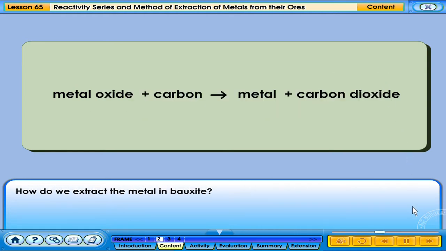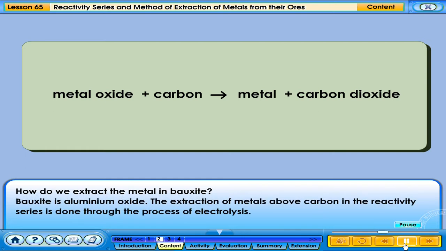How do we extract the metal in bauxite? Bauxite is aluminum oxide. The extraction of metals above carbon in the reactivity series is done through the process of electrolysis.